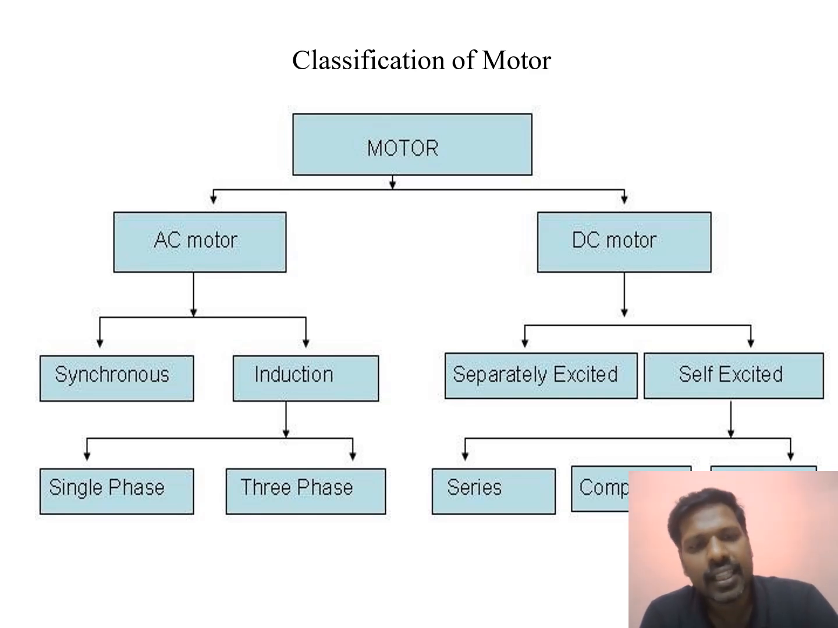Classification of motors. In general, motors can be classified in several ways, such as DC motors and AC motors. Under AC motors, we have synchronous motors and induction motors. Within induction motors, the two main types are squirrel cage and wound rotor induction motors.